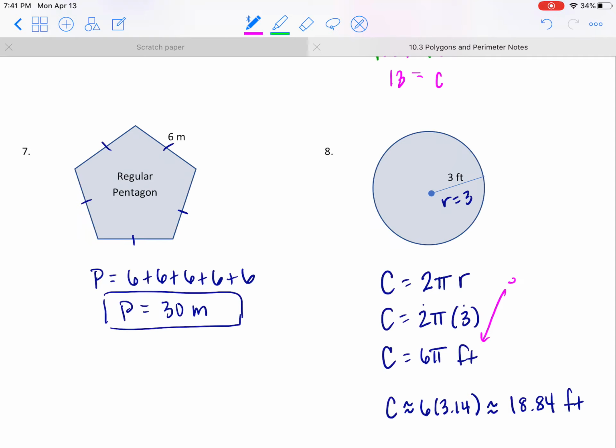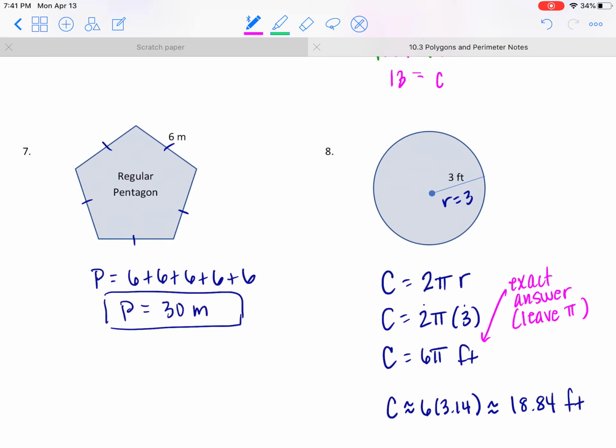So for the exact answer, you're going to leave pi, and then this one is the approximate answer. For the approximate answer, we multiply by pi, multiply by 3.14. Okay, so the exact answer leaves pi in there. The approximate answer, you get the decimal by multiplying by the 3.14.